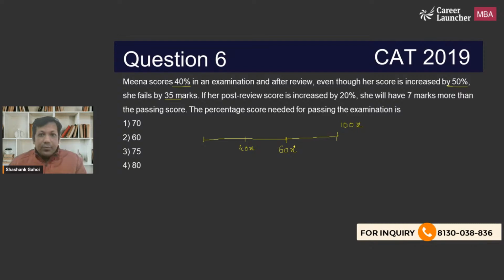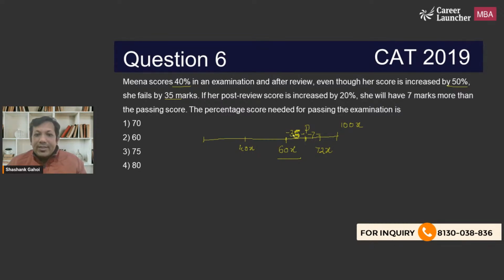Okay. Now, she still fails by 35 marks. So pass marks are close to here. Now, the difference between pass marks and her score 60x is going to be 35. Now what does it say? It says if her post review score is increased by 20%. So what is 20% of 60x? That is 12x. So if her score becomes 72x, 12x more than 60x, she will have 7 marks more than the passing marks. So 7 marks more than passing marks means this distance is going to be 7.